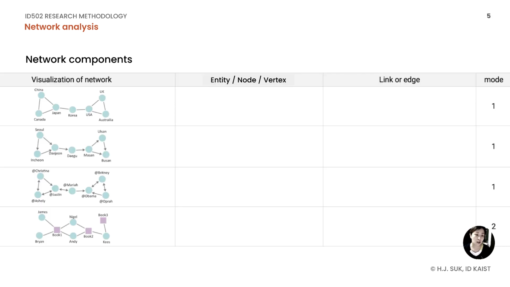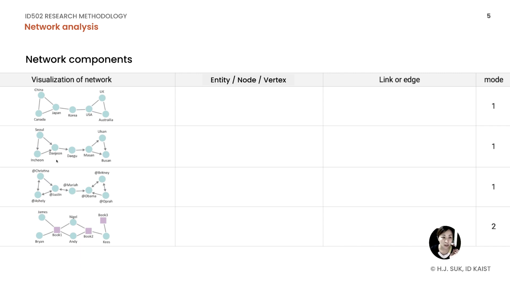And here are some more examples of network visualization, and they look very similar but slightly different. So the first one has vertices and edges, but there is no direction, right? So the countries are the vertices and they are linked through the edges. And maybe the edge can be like mutual trade, consensus, or FTA agreement, like that.